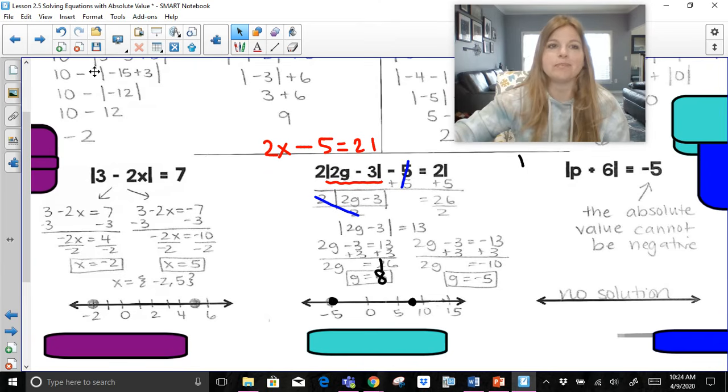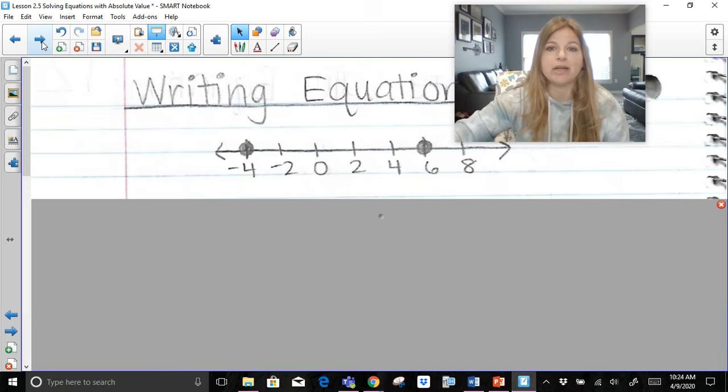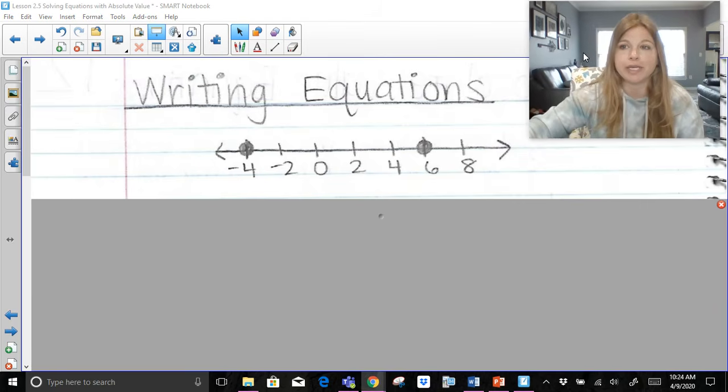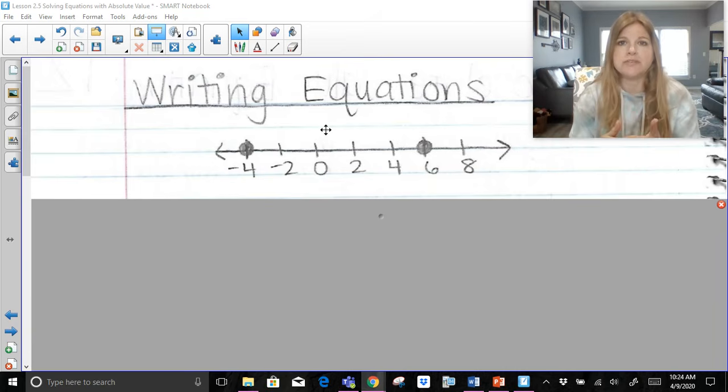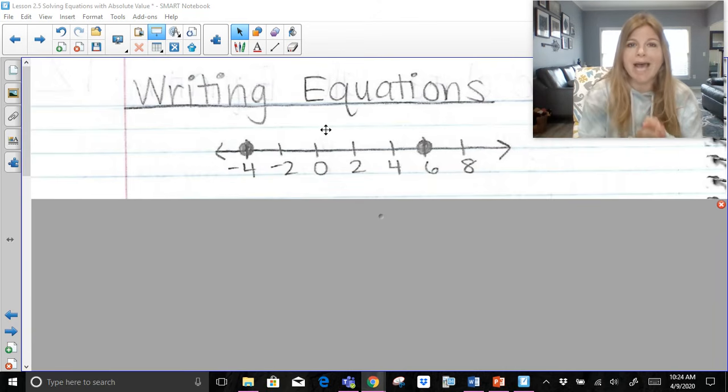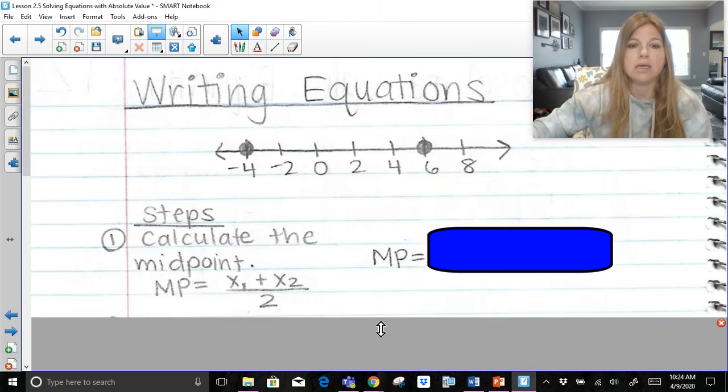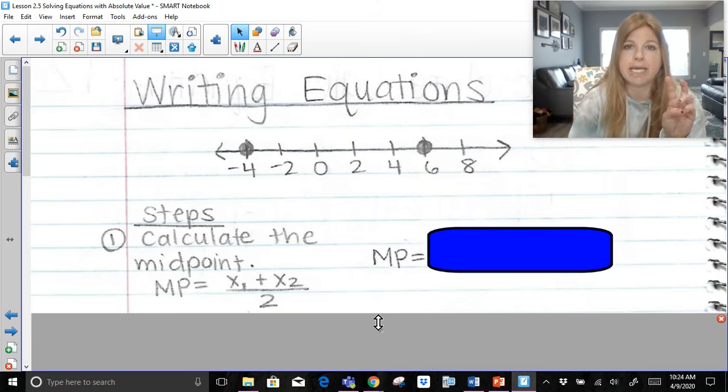That's it. Awesome, guys. Last part of this lesson is learning how to write an equation when you have the points already plotted on a number line. So this is kind of the opposite function of it now. It's looking at this number line and being like, oh, negative 4 and positive 6 are the solutions. What was the absolute value equation that went along with this number line? So I'm going to show you exactly how to do that. Now, there are 3 steps. Usually there's a lot of 3 steps for everything that I'm teaching. Step 1 is to calculate the midpoint.